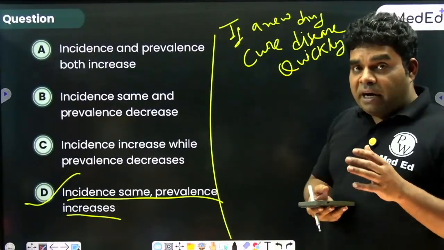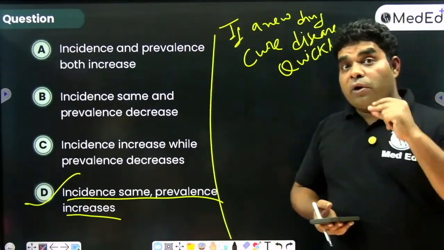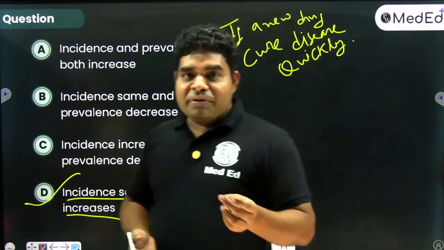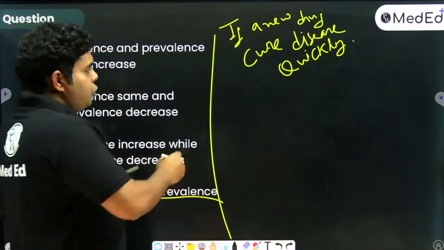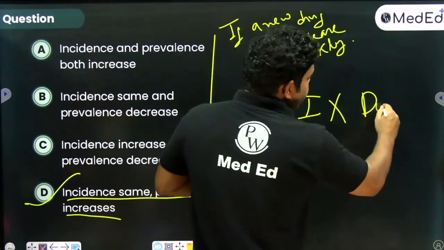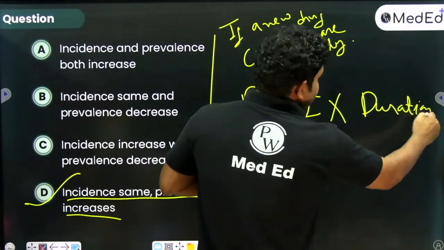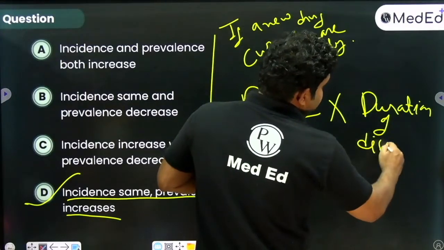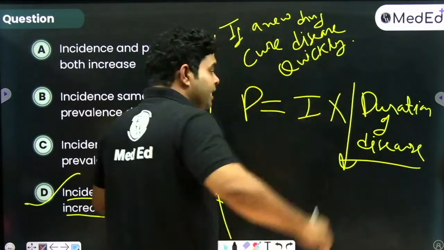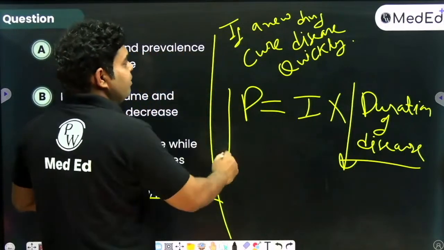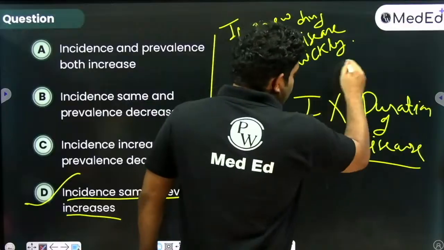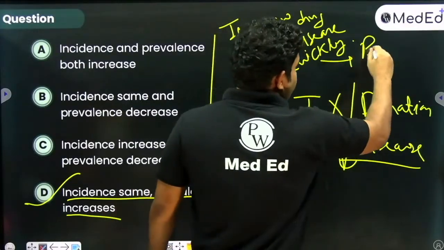Pankaj Tripathi has found a drug which can cure diabetes. Just take it for 1 month and diabetes is gone. So if it is curing quickly due to quick treatment, people will suffer for less time. Due to quick treatment, duration will be less. And if duration is less, prevalence will be less. So if a new drug cures disease quickly, prevalence will decrease.